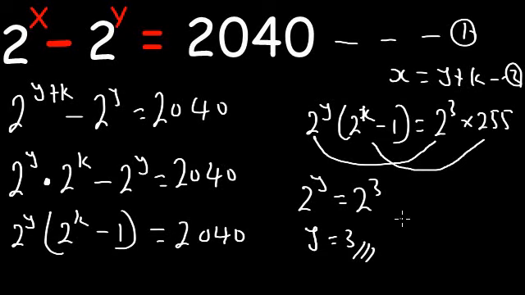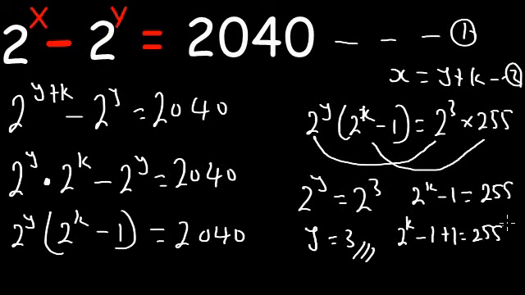Once we use the definition of exponential equations, whenever the bases are the same, then their powers will also be the same. Now, what about the other part, which is 2 raised to the power of k minus 1 to be equals to 255? First, let's add 1 to both sides. We can clearly have 2 raised to the power of k minus 1 plus 1 to be equals to 255 plus 1. So at this point, the 1's can cancel out, and we can now have 2 raised to the power of k to be equals to 256.